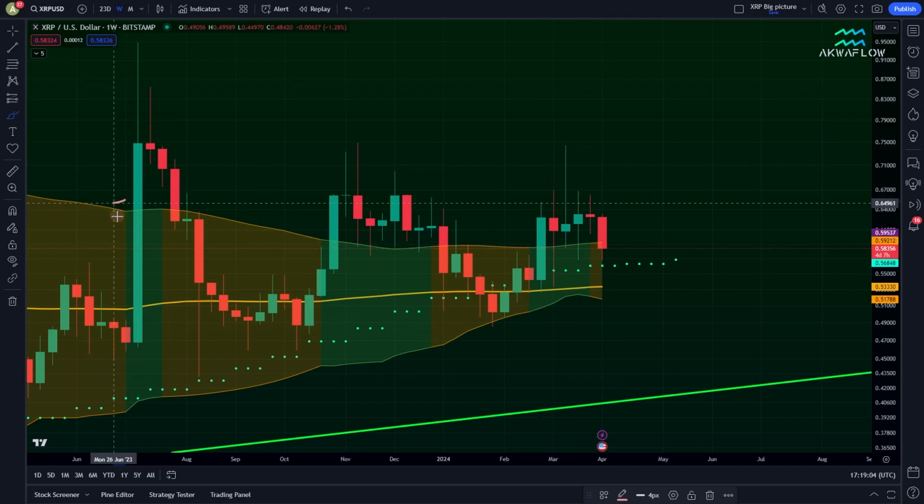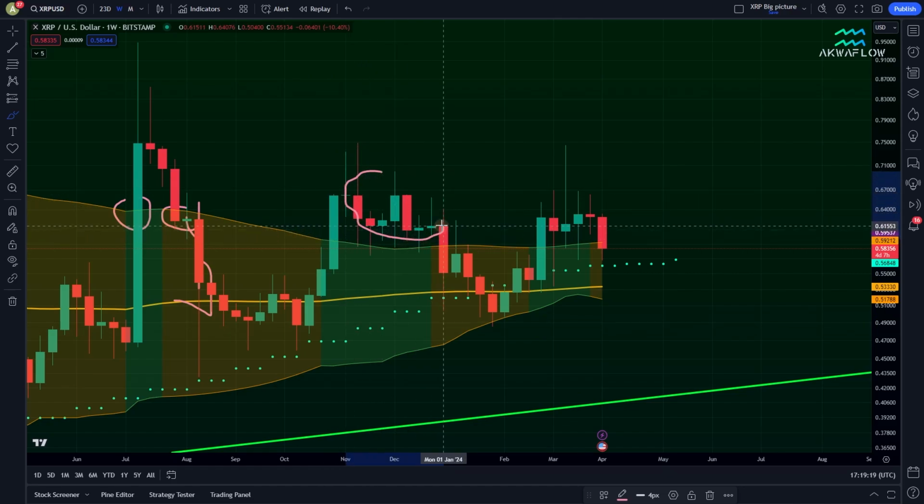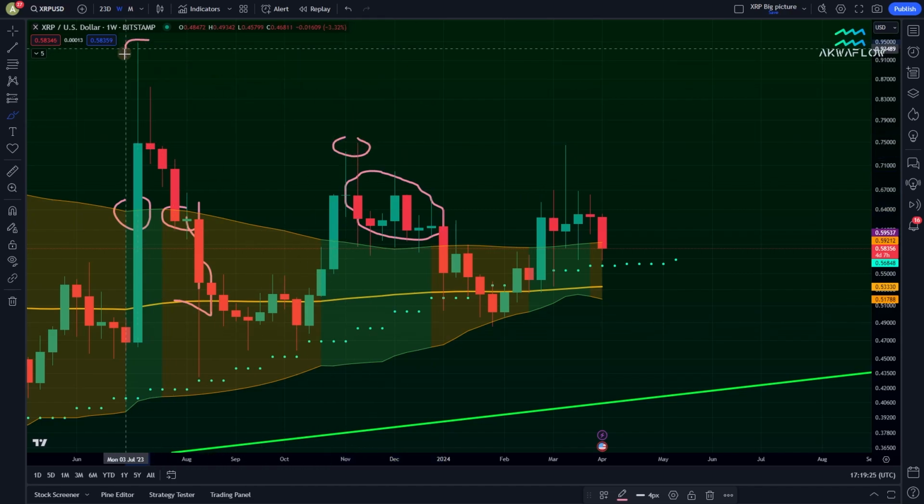We already had this breakout. We went up and then down to retest the band as a support. We couldn't hold it and we went down further. Then we went up again. We could hold the top of the band as a support, which was wonderful, but we were not able to make a new high compared to this high.